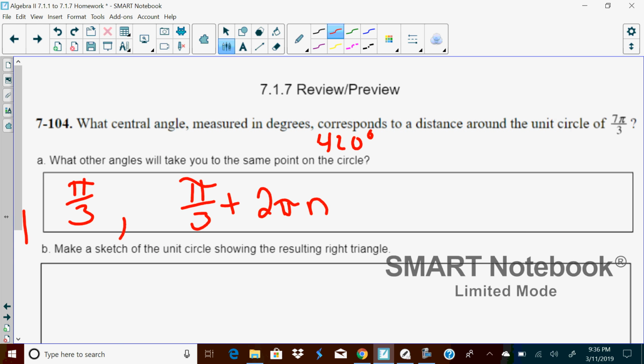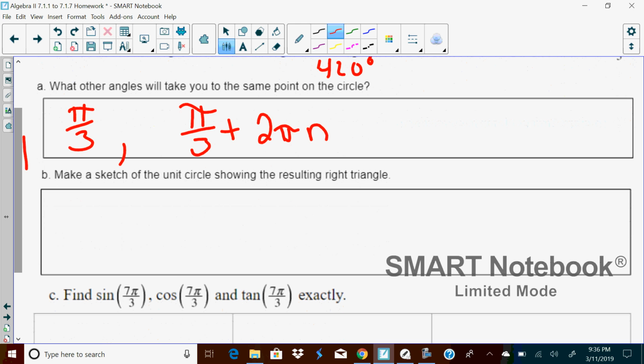So make a sketch of the unit circle showing the resulting triangle. So there's my unit circle. The triangle would be right here.